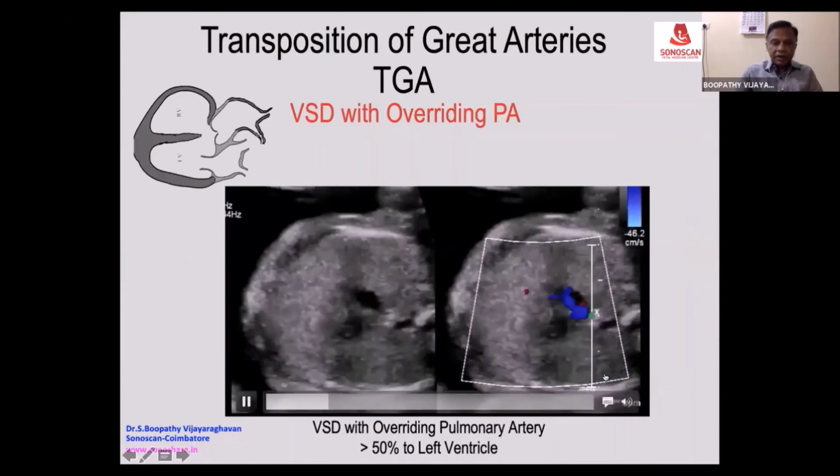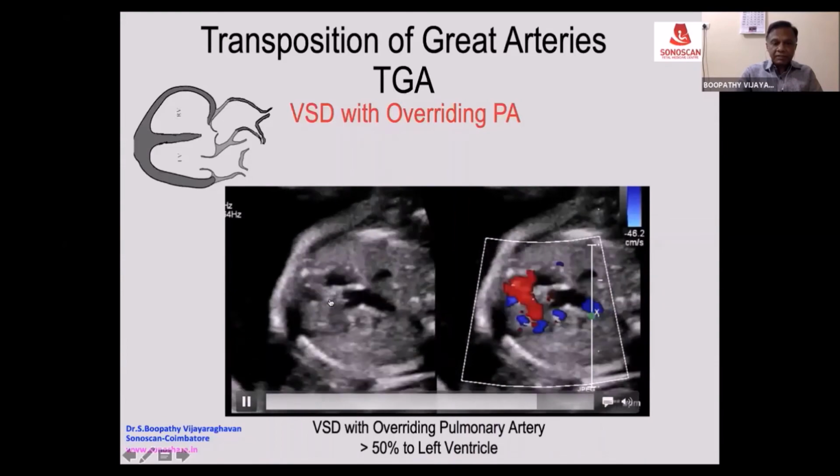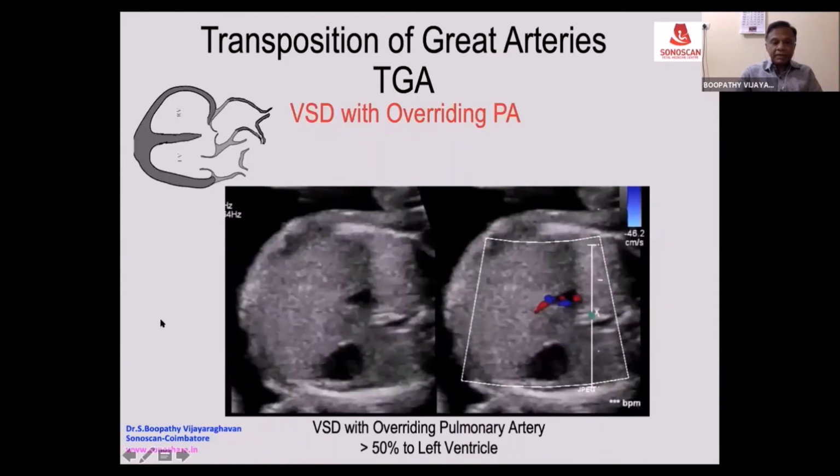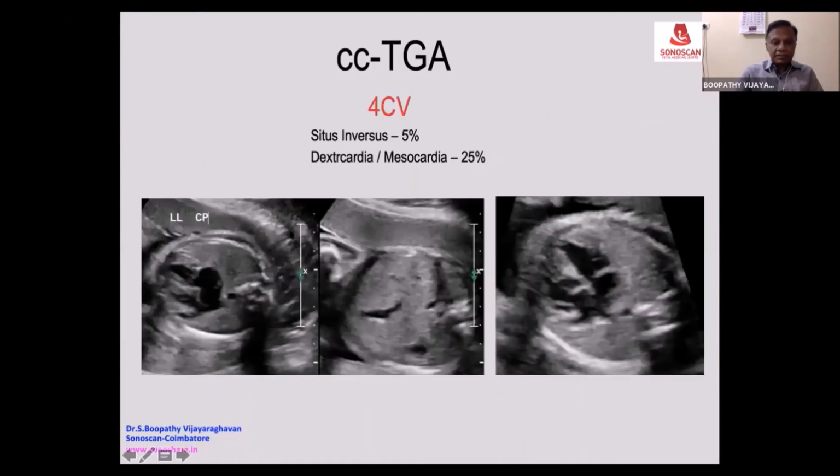It is DORV. So here you see the video, and you see that the pulmonary artery is connected more than 50% together. Now there is veno-atrial concordance, pulmonary veins to the left atrium, systemic veins to the right atrium, with atrioventricular discordance, maybe with situs inversus, as you see here.